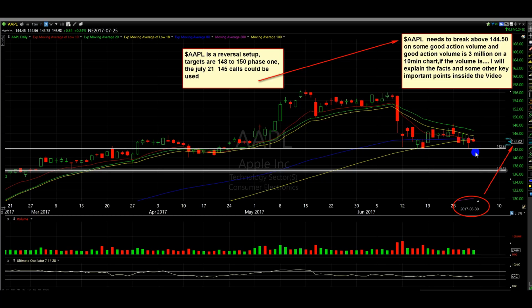So this is what this kind of plan is. This is a reversal plan. Reversal plans are not like breakout plans, but there's a lot of factors I'm looking at that Apple could go and test this 148 to 150 phase 1, where we're going to start having an issue more in that 152, 153 area and make new patterns, and there'll be some new plans for Apple. But this is the reversal, and this plan here is for the July 21 145 calls.